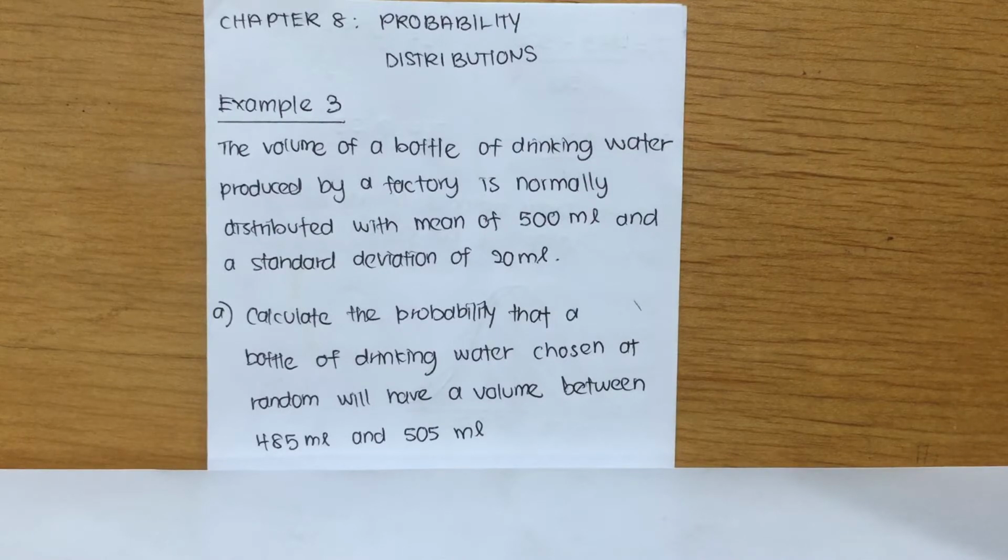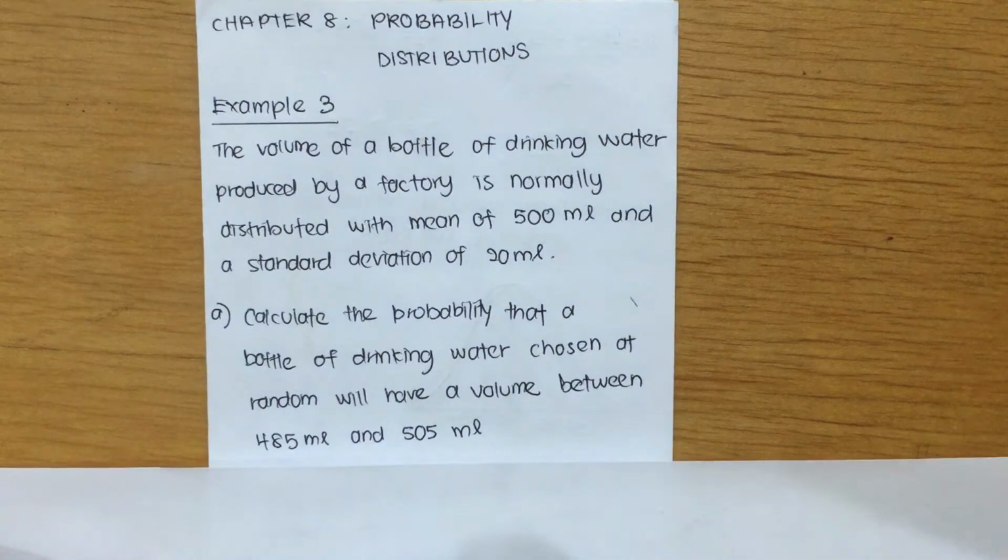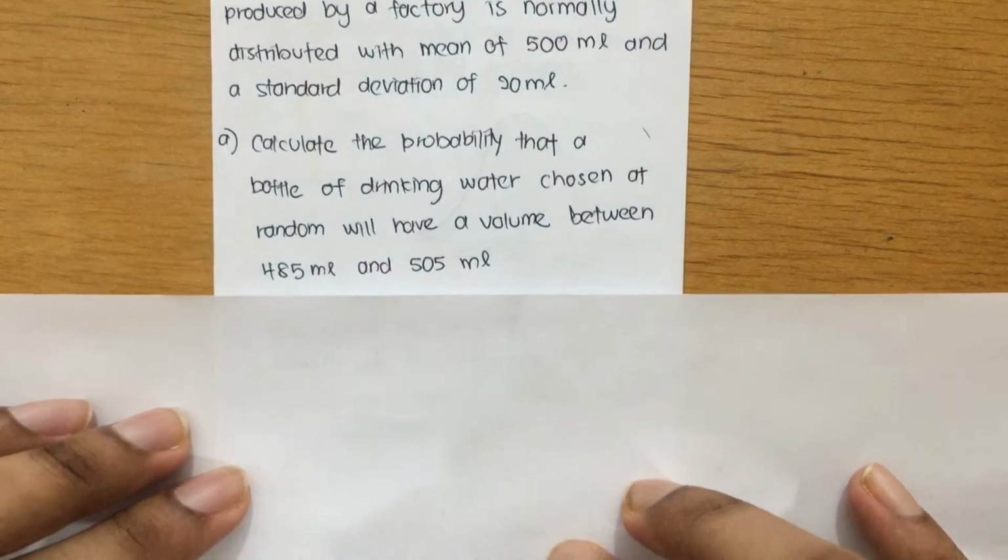Okay, let me read the question now. The volume of a bottle of drinking water produced by a factory is normally distributed with a mean of 500 ml and a standard deviation of 20 ml. Calculate the probability that a bottle of drinking water chosen at random will have a volume between 485 ml and 505 ml. Okay, continue to read the remaining question.